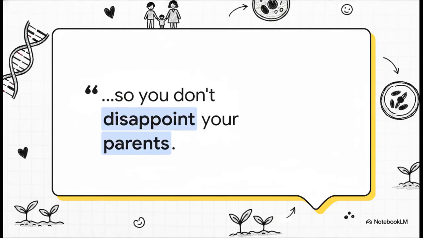Which actually brings us to a pretty great observation from our source material regarding that whole reproduction rule. As it dryly points out, you have to reproduce or at least have the biological capacity to do so eventually, quote, so you don't disappoint your parents. It's a pretty funny way to remember a hard and fast biological rule, right? The continuation of a species is basically a non-negotiable cornerstone of life itself.